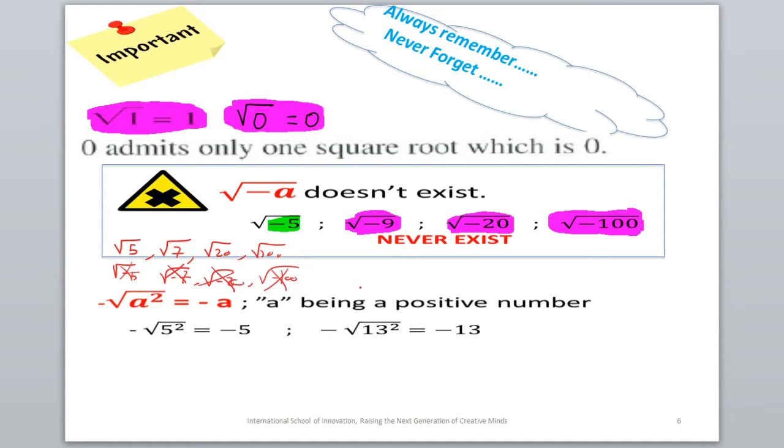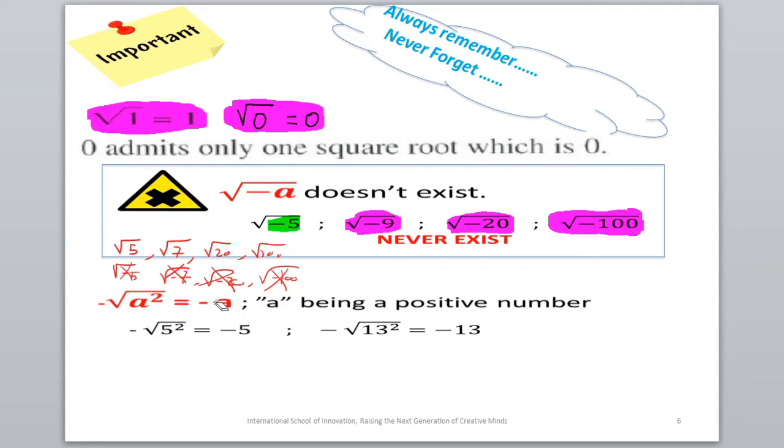But we can say minus radical A, squared. We took in the previous part that radical A squared is equal to A. But minus radical A, squared, is equal to minus A.